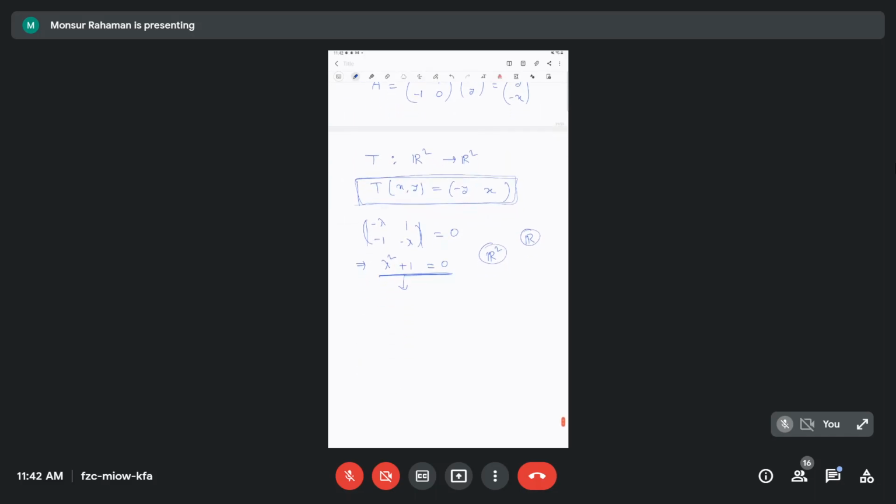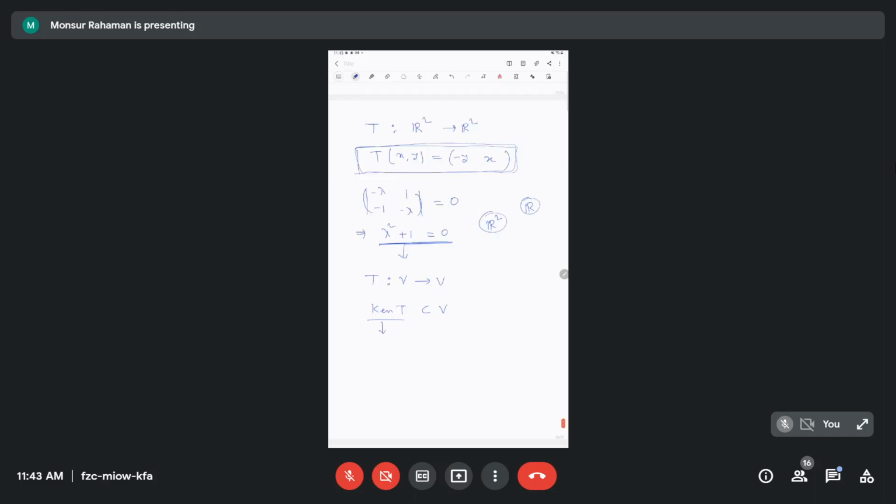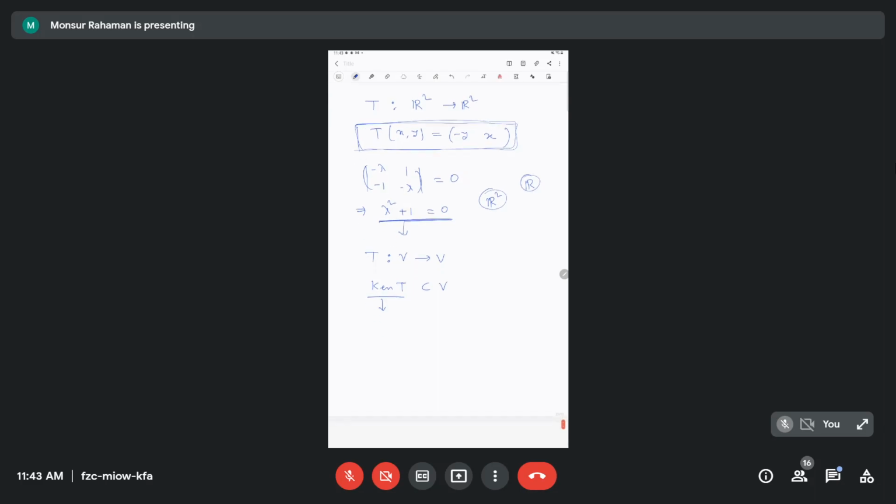And there is one more invariant subspace which is very important. If T goes from V to V, okay, then the kernel of T is a subspace of V. Obviously, I have already proved the kernel of T is an invariant subspace. So what do you have to prove, that the kernel of T is an invariant subspace? What do you have to show? You have to take any vector from the kernel of T, and show that Tv is in the kernel of T.